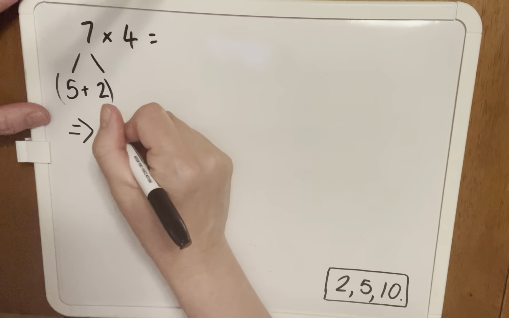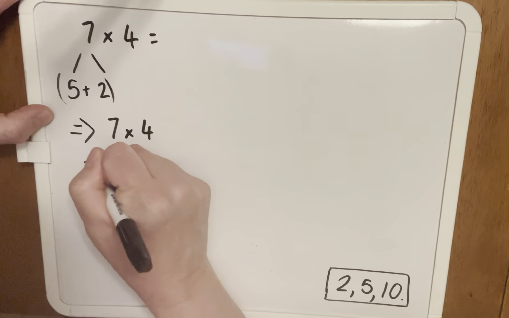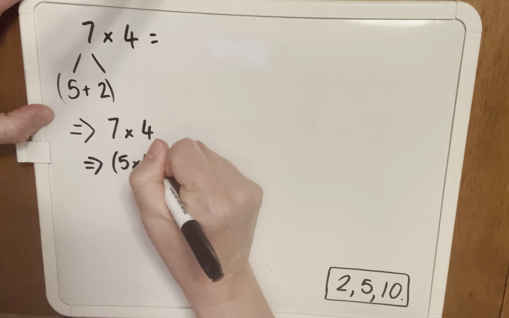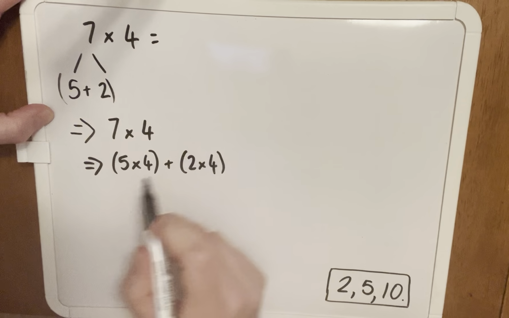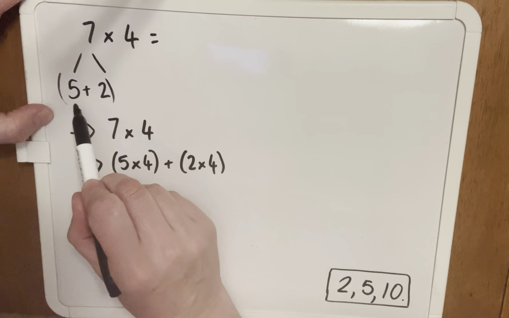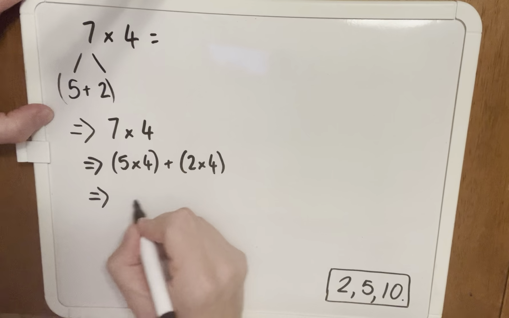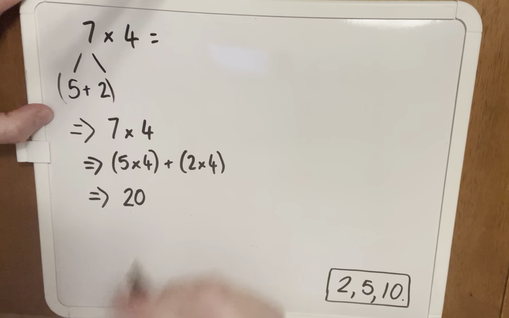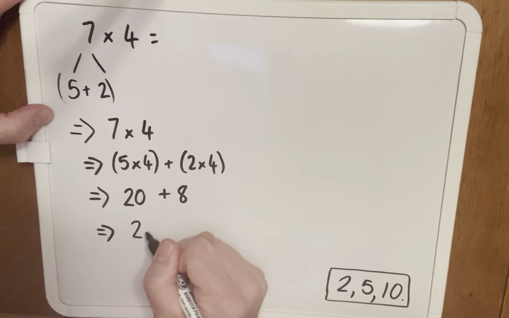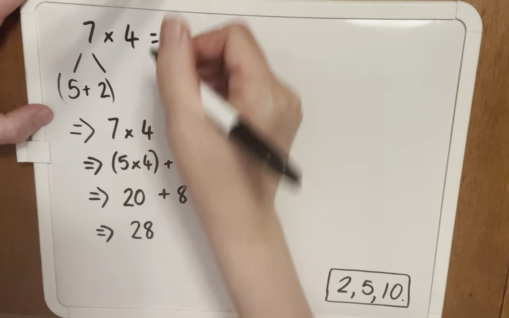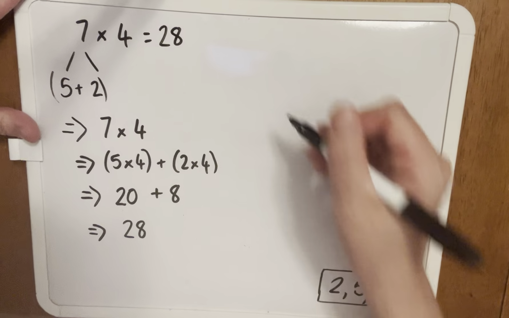If I rewrite that problem, 7 times 4 is the same as 5 times 4 plus 2 times 4. Now you'll notice that I got these two numbers from here, the 5 and the 2. So if you know that 5 times 4 is 20, and you know that 2 times 4 is 8, if you put those two numbers together, you would get 28. Okay, so 7 times 4 is 28. So that's one way that you could break the problem down.